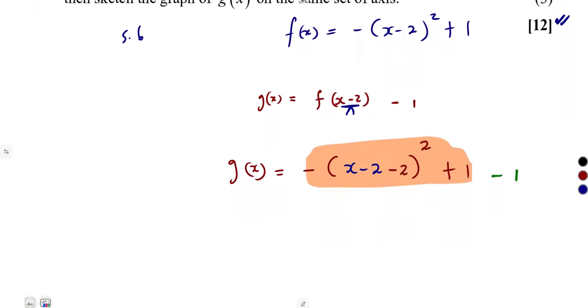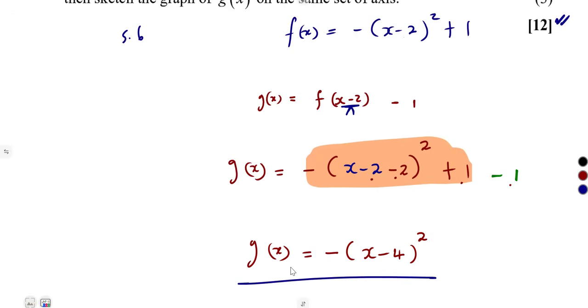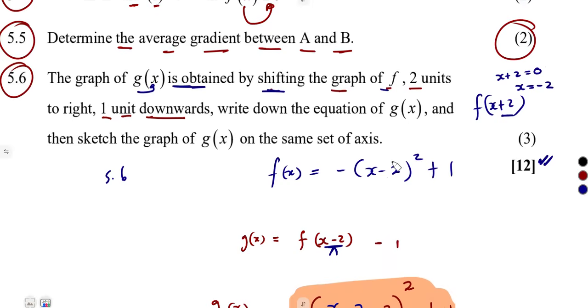So we can simplify this, okay, and obtain our g(x). So meaning to say, here it is going to be minus 2 minus 2, that's minus 4. So you're going to have x minus 4 squared. Then 1 minus 1, that is going to give us what? A 0 there. So meaning to say we're just going to be left with our g(x) given as minus into x minus 4 squared, just like that. So we have obtained this part here. Write down the equation of g(x) and then sketch the graph of g(x) on the same set of axes.